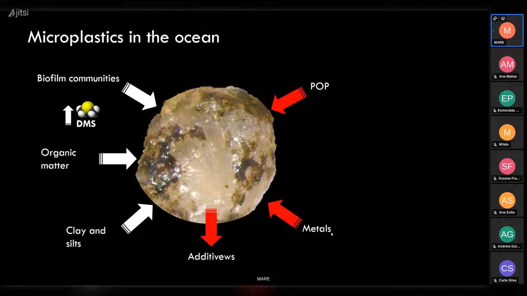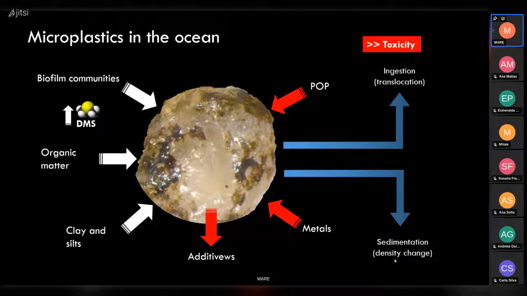And then there are additives. At the same time that they absorb all these pollutants, they release these additives because there is a slow degradation of the plastic, which releases all these chemicals. So this is toxicity, and then what happens? Plastics can be ingested and translocated within the body of the animal, and they can go to the bottom because when they are colonized, their density increases. And so even the plastics that generally float will sink with time.